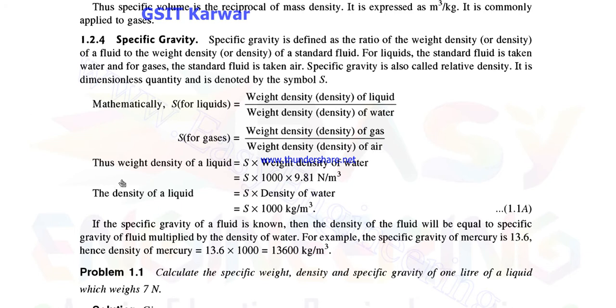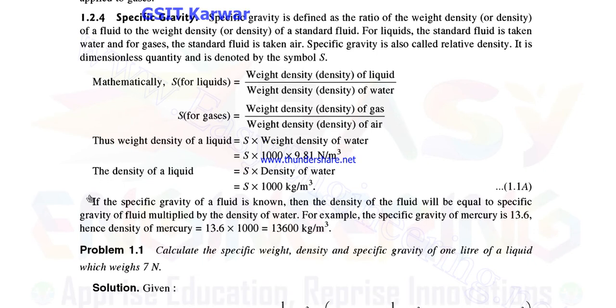Thus, weight density of a liquid is equal to S into weight density of water. Here we just modified the first equation. You can observe here, if I want the weight density of a liquid, then by modifying this equation, it is S into weight density of water. The weight density of water we already know, 1000 into 9.81 Newton per meter cube. So just multiplying this with specific gravity, we get the weight density of a liquid.